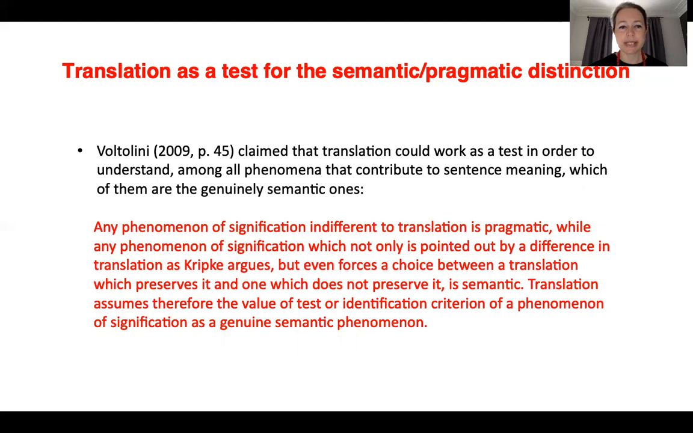In his words, any phenomenon of signification indifferent to translation is pragmatic, while any phenomenon of signification which not only is pointed out by a difference in translation, as Kripke argues, but even forces a choice between a translation which preserves it and one which does not preserve it, is semantic. Translation should therefore have the value of a test or identification criterion of a phenomenon of signification as a genuinely semantic phenomenon.